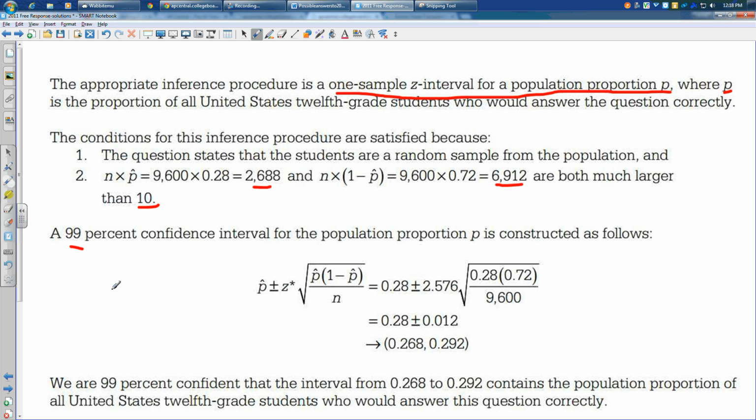Then it says let's make a 99% interval. They've written the equation down, substituted in 2.576 for their z-star critical value. You can get that, I think, most easily off of the t-chart by looking down at the bottom with the 99%. And they've plugged in the values to come up with this interval. Then, of course, they wrote a conclusion in context. We're 99% confident that the true population proportion of all 12th grade students in U.S. history who would answer this question correctly is between this and this. Don't forget to do that conclusion. So there's part A, and you can pause this if you need to write something down.